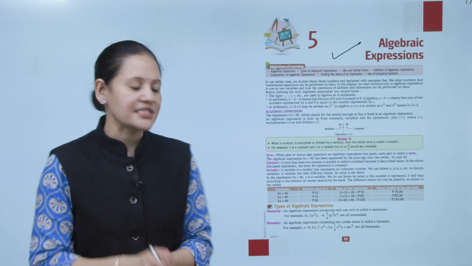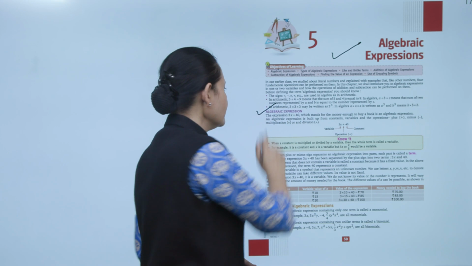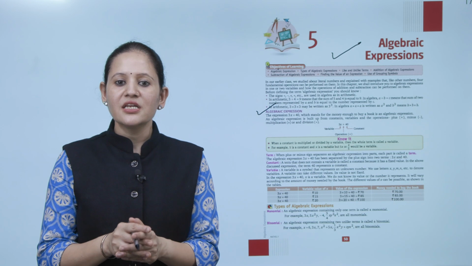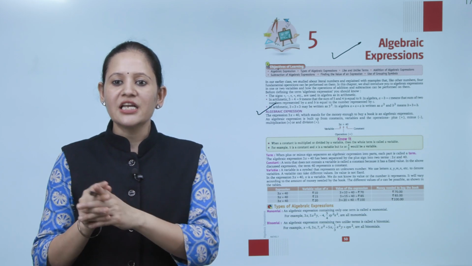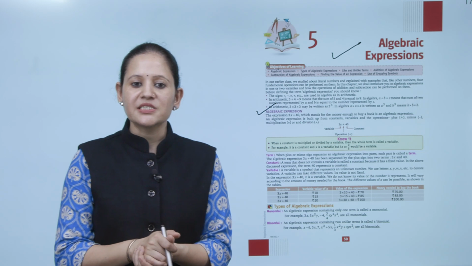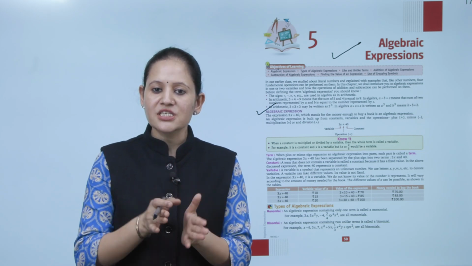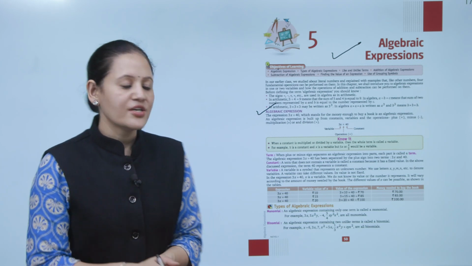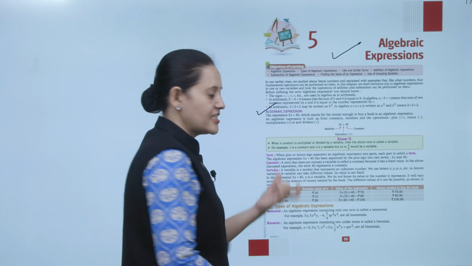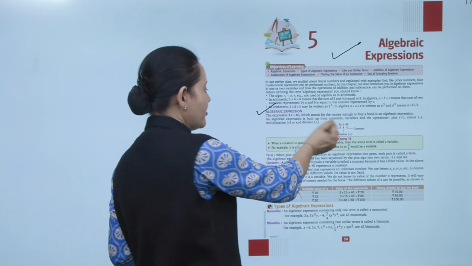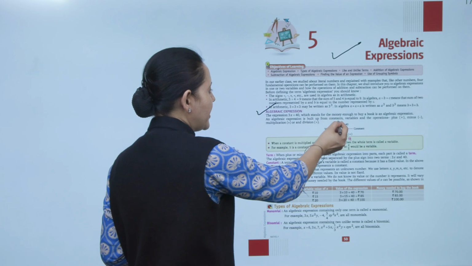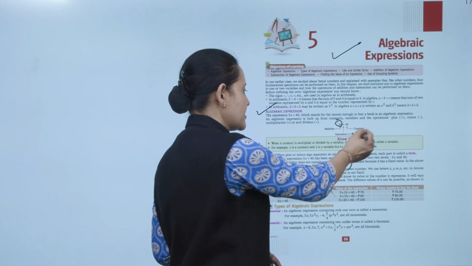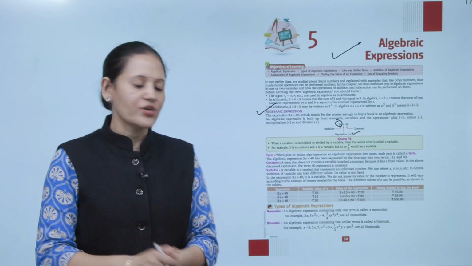Next is algebraic expression. The expression 3x plus 40, which stands for the money enough to buy the book, is an algebraic expression. An algebraic expression is built up from constants, variables and the operations plus, minus, multiplication and division. So here 3x is a variable part, because the value of x keeps changing. 40 is a constant, and the operation used here is plus. Clear?